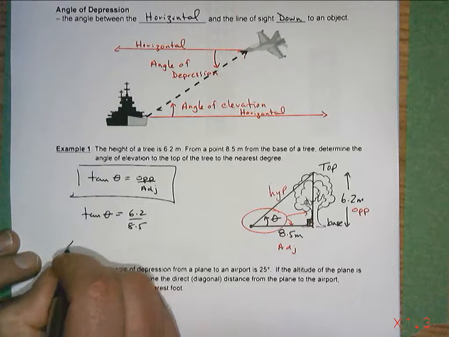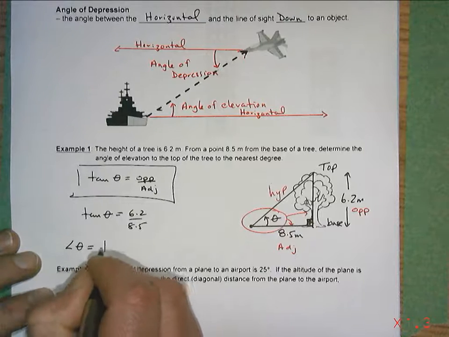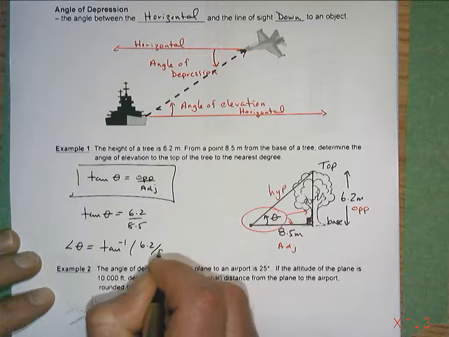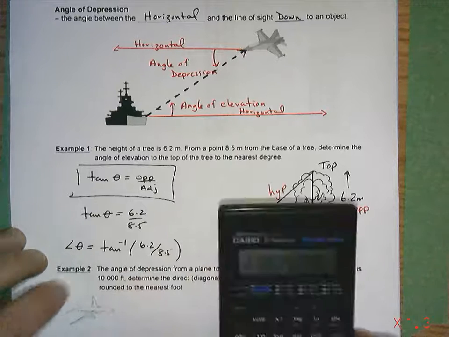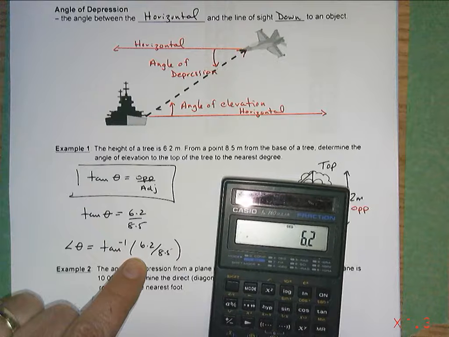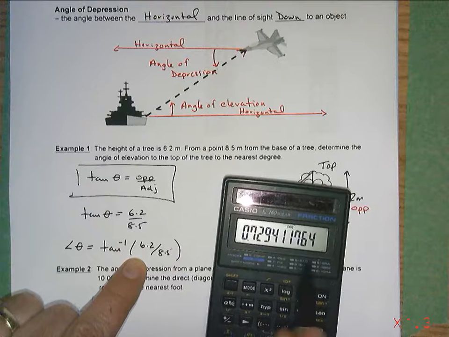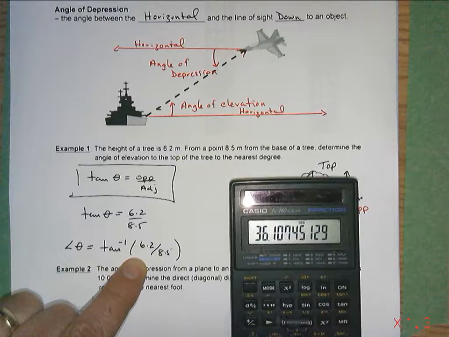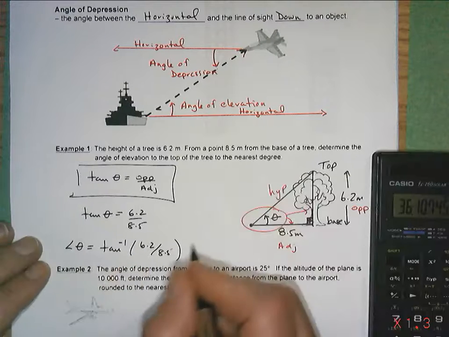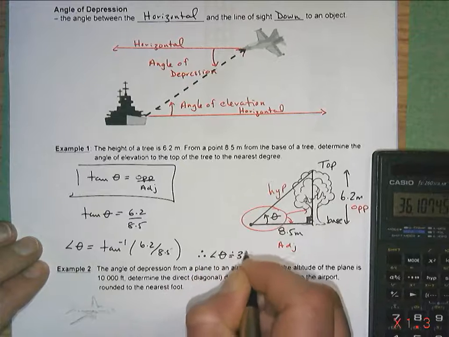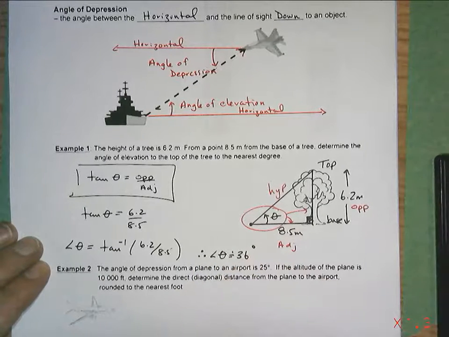We're after an angle measurement. So the angle theta is equal to tan inverse. And I would write the fraction, not the decimal, because the decimal is going to be a lot of numbers. So let's do 6.2 divided by 8.5 equals, that's the decimal equivalent to that fraction. Second function tan, and I come up with approximately 36 degrees, rounded to the nearest degree. So therefore, angle theta equals approximately 36 degrees. And that's how you do that.